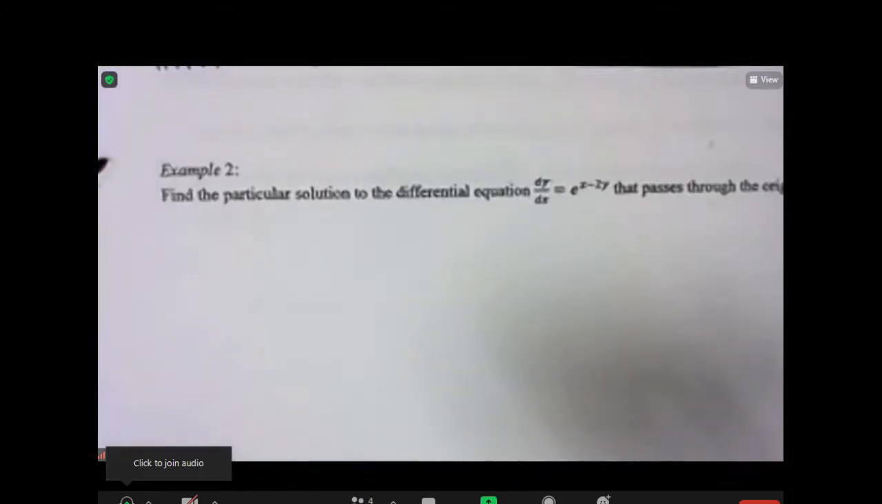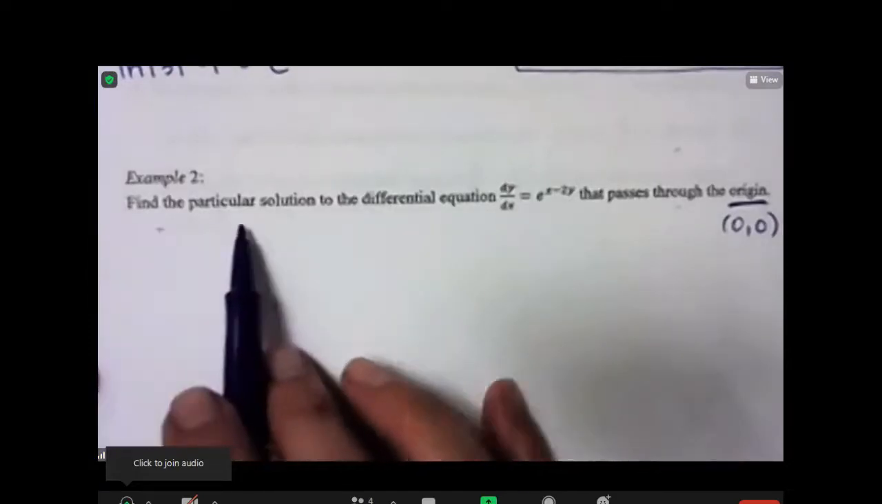Okay, so let's look at one more case in which we have to separate and we have an e or an ln type part of our problem. Here, the key part is it passes through the origin. That's like telling you this goes through 0, 0. So instead of directly giving you that initial condition, it's implying pieces of information about that initial condition. It says find the particular solution to the differential equation. So what we're going to do is separate our variables.